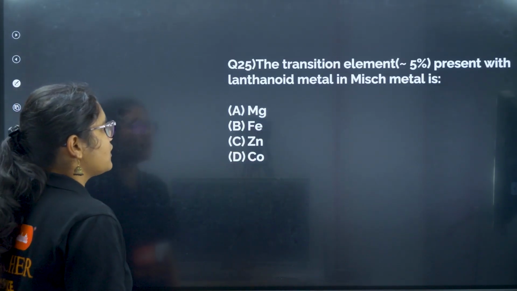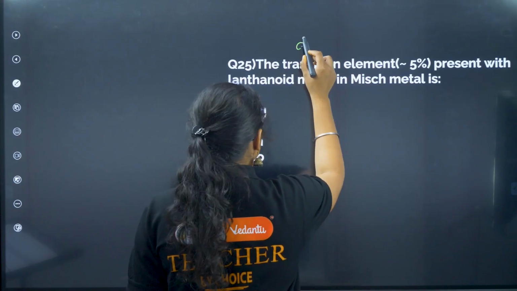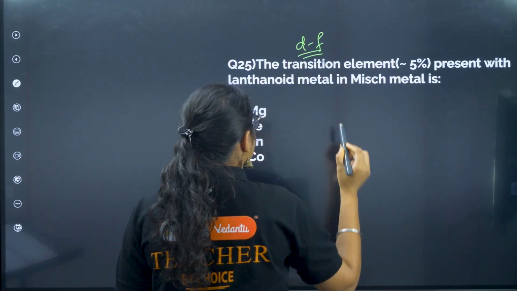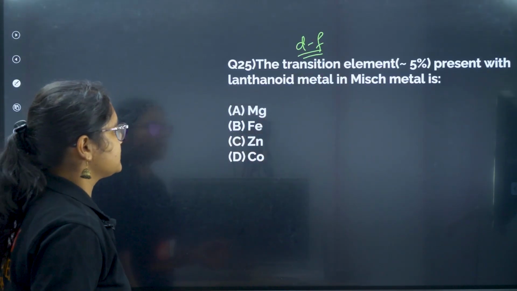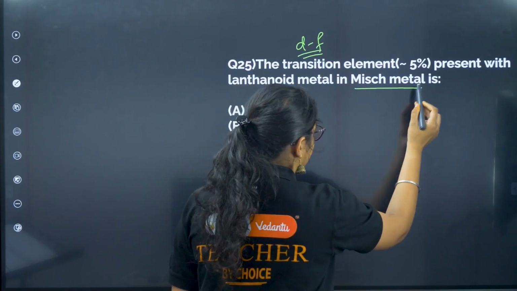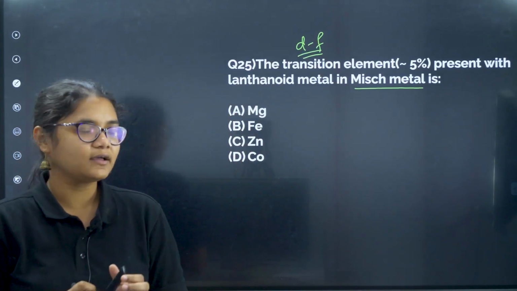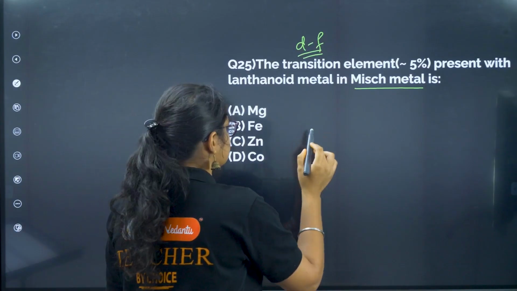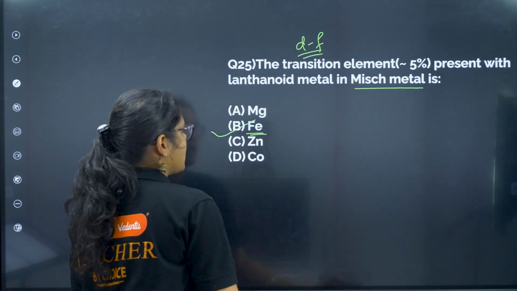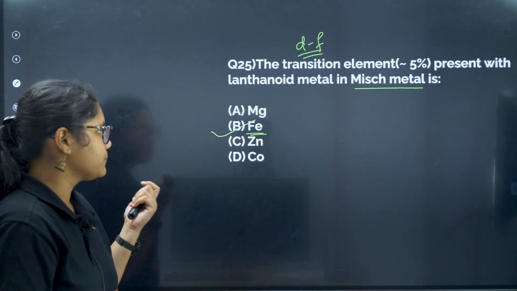Next. So now we have come to your D and F block part. The transition element present with lanthanide metal in misch metal is. So this is one of the important alloys. Here the element from the transition elements is Fe. So the correct answer for this question is option B.